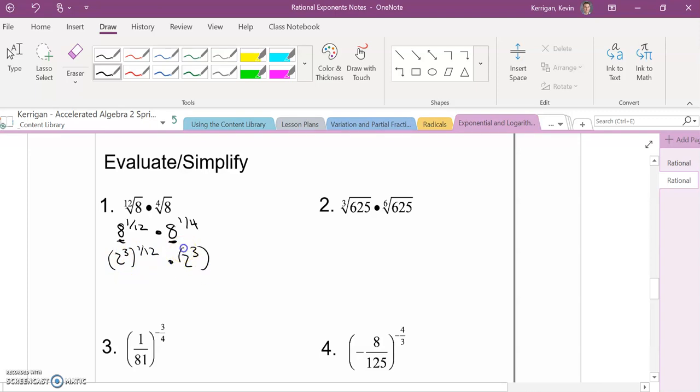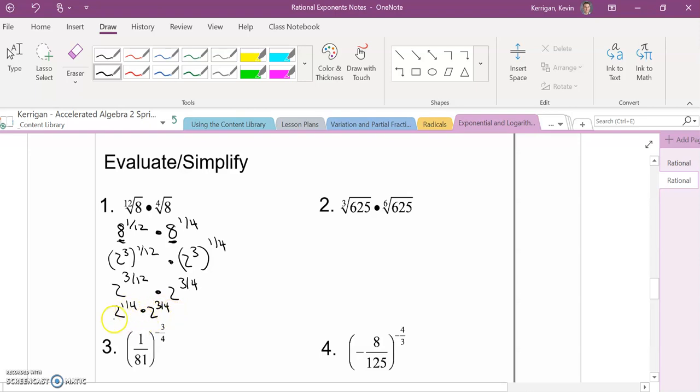And the same thing over here. Now, notice I'm raising a power to a power. I can multiply those exponents. This becomes 2 to the 3/12 times 2 to the 3/4. And then 3/12 simplifies to 1/4. So now I have 2 to the 1/4 times 2 to the 3/4.